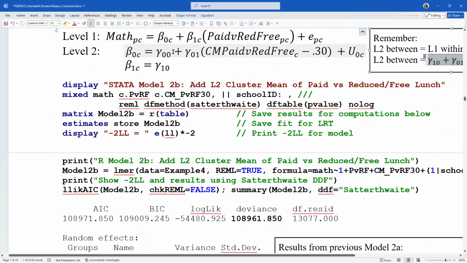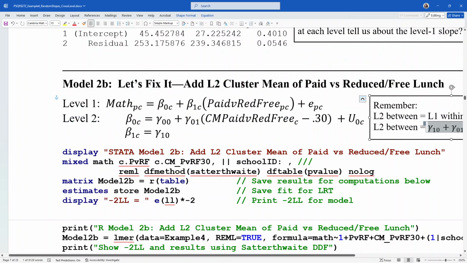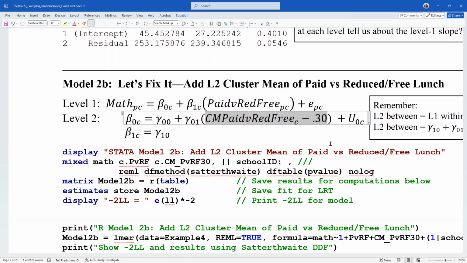So adding that new predictor in as a main effect only, what do you think it's going to do? Explain level 2 variance or level 1 variance? Adding in this. Level 2, got 1 vote for level 2, 2 votes, 3 votes? Unanimous? Level 2.